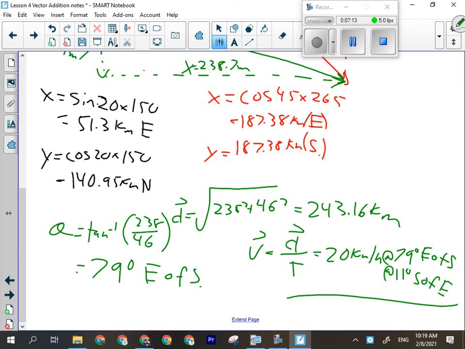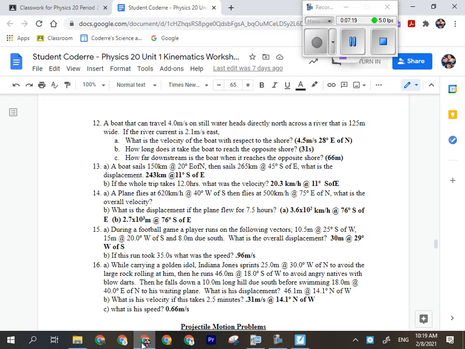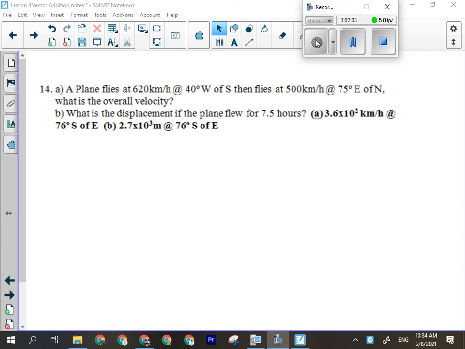Okay, so I'm going to want you guys to do from the digital workbook here. So we just did 13. So I want you guys to do 14, 15, and 16. Okay, so for 14, we got a plane that flies 620 kilometers per hour at 40 degrees west of south. Does it matter that it's a velocity and not a displacement?